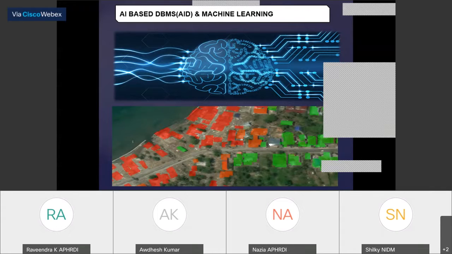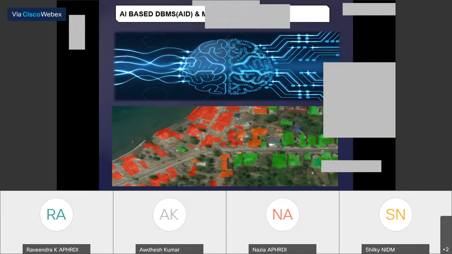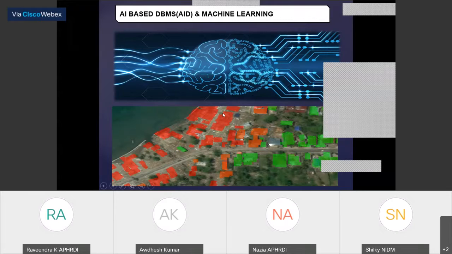If you defeat a player with the help of one trick, you cannot defeat the same player with the same trick again, because the computer makes a mistake and rectifies it in the next stage. Similarly, AI-based DBMS is very important. AI-based disaster mitigation is going to change the entire picture of the disaster management area in the near future.